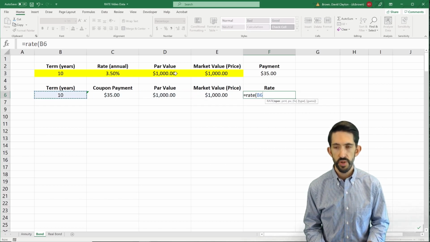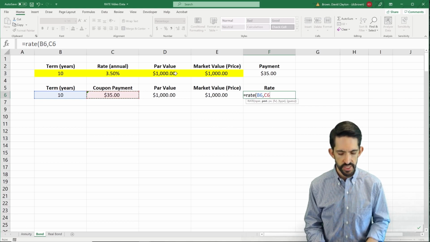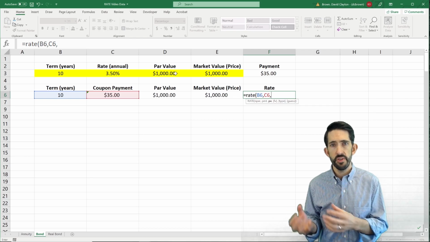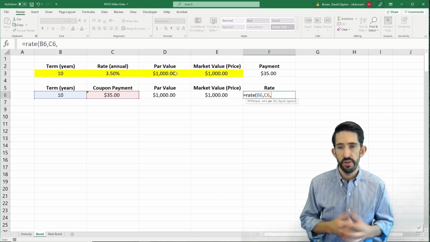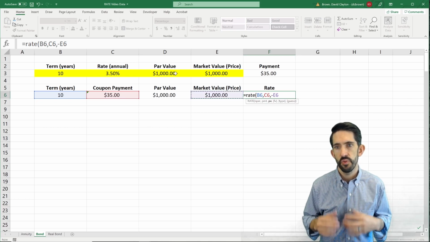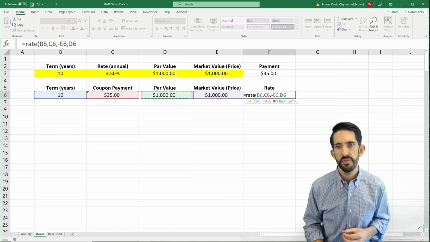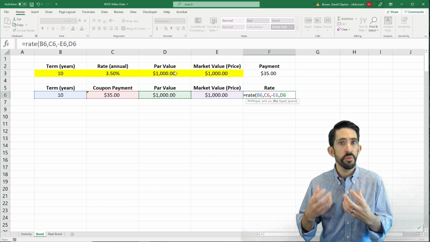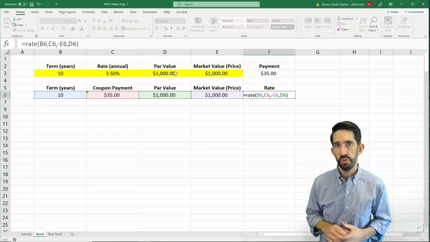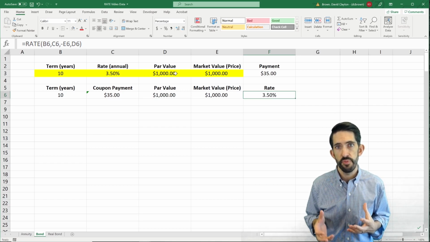In nper, right, we still have 10 periods like before. Our payment we calculated, same as in the prior example. Now here it gets a little different. What do we use for the present value versus what do we use for the future value? So the present value is what you pay for it. So here we're going to put negative with that market value, or price. Then we can put the future value as the par value of what you're going to be paid back at the maturity of this bond. So once we plug all those variables in, we get that our rate is 3.5%.